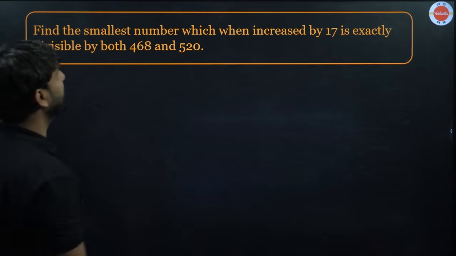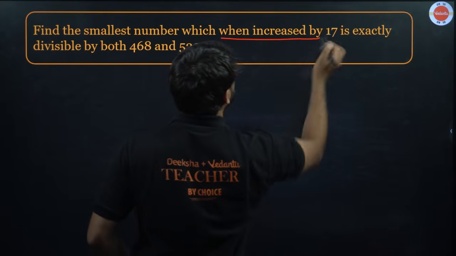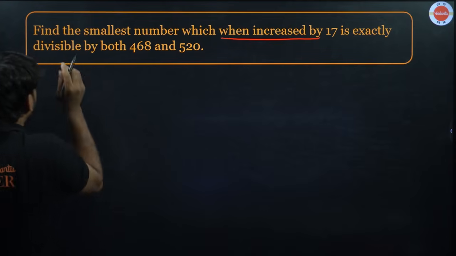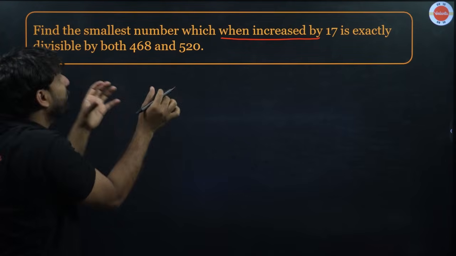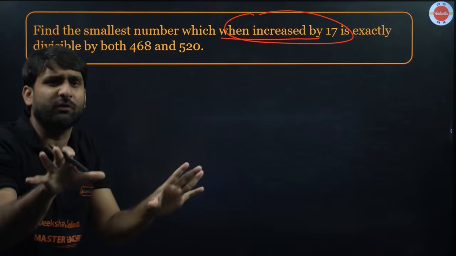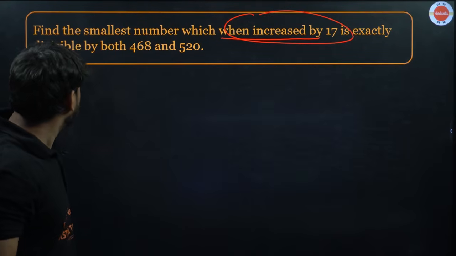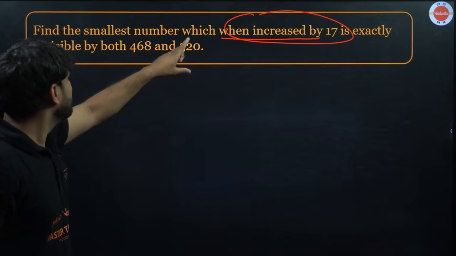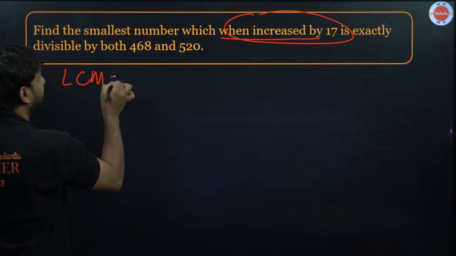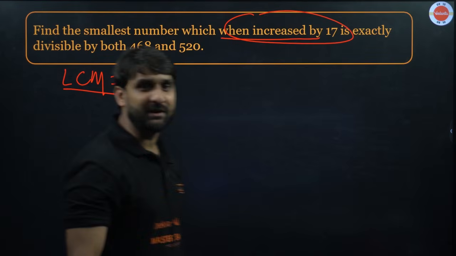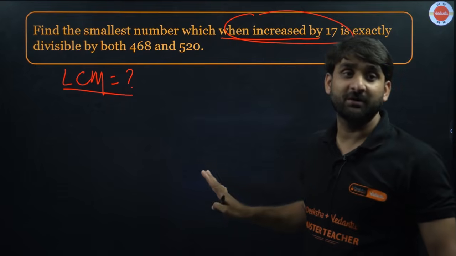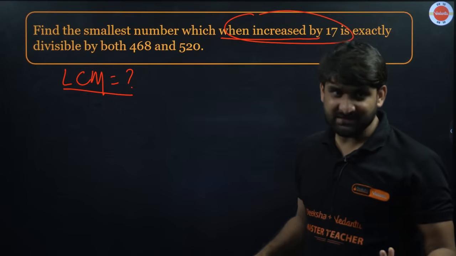Find the smallest number which when increased by 17 is exactly divisible by, again, come on, we have to find out that number. Just ignore this statement for a while. Now look at the question. Find the smallest number which is exactly divisible by this and this. So what we have to find out here? LCM we have to find. Yes, my dear. Because we want to find that number which is divisible by these both numbers. Right? So that will be LCM.